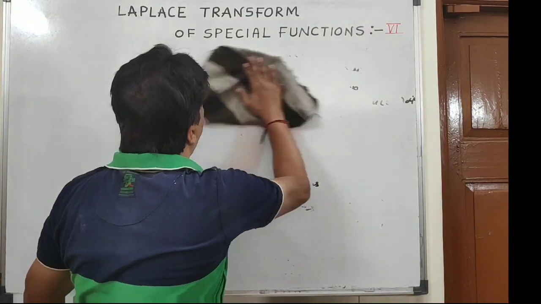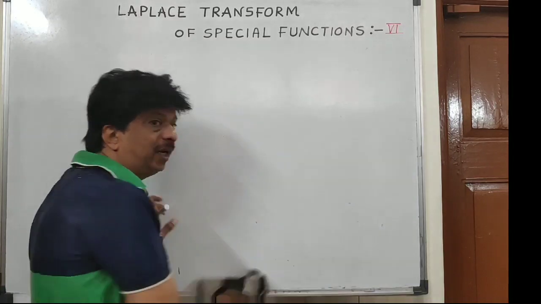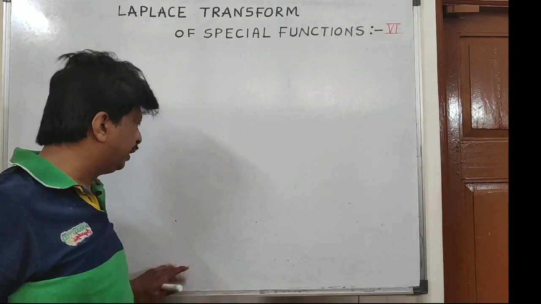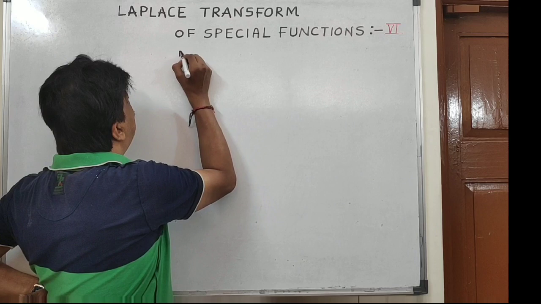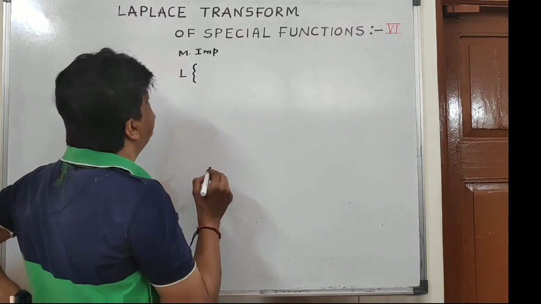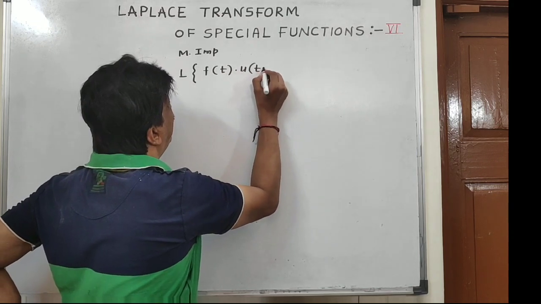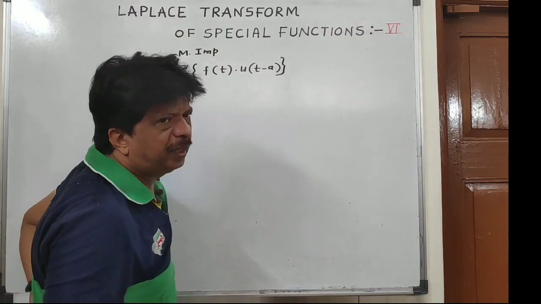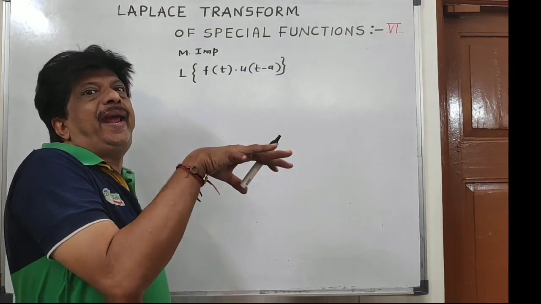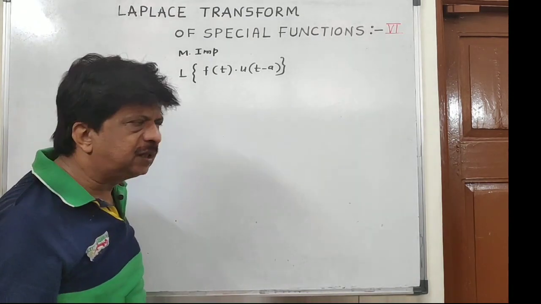Note this. Laplace transform of u of t is 1 by s and that of u of t minus a is e raised to power minus as upon s. We have just seen that. Now, most important result. Laplace transform of f of t into u of t minus a. Let us find it out. It is equal to e raised to power minus as into Laplace transform of f of t plus a. How it comes, we shall see now.